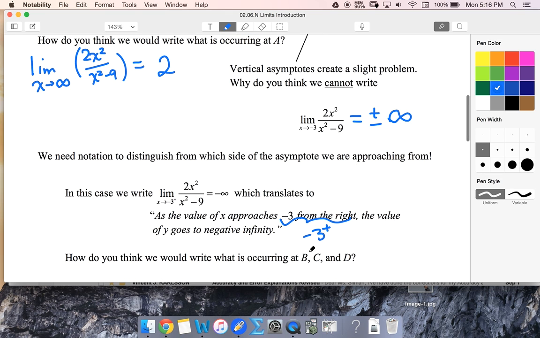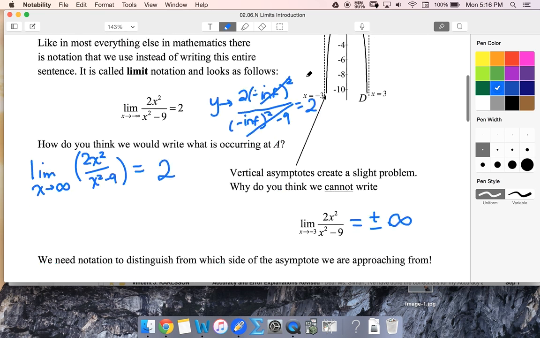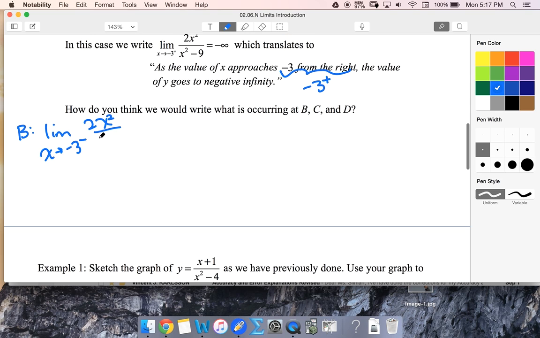All right, so what's occurring at B? B is up here. Now we've got the limit as x is going towards negative 3 again, but this time from the left, so from the negative side. And then our equation, 2x squared over x squared minus 9. That's equal to positive infinity, and we don't need the positive sign, but I'm going to write it there.